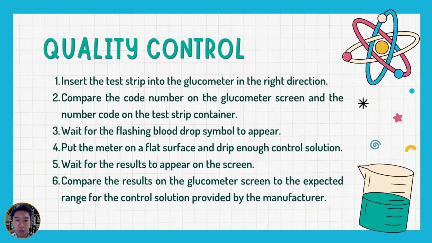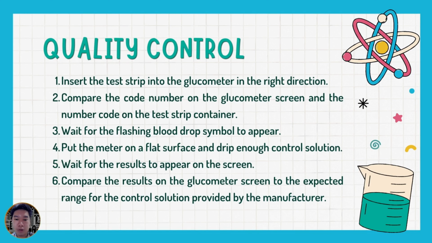Here are some steps to do quality control. The first one, insert the test strip into the glucometer in the right direction. Compare the number code on the glucometer screen and the number code on the test strip container. The code number must be the same. The glucometer is ready to test after the code number disappears from the screen and a flashing blood drop symbol appears. Put the meter on a flat surface and drip in a control solution.